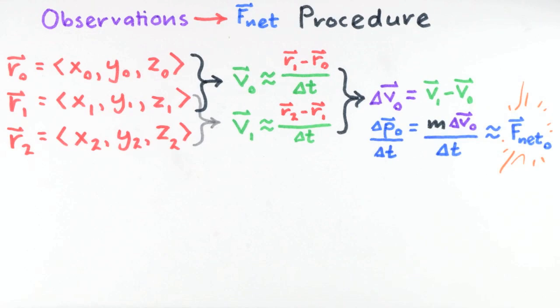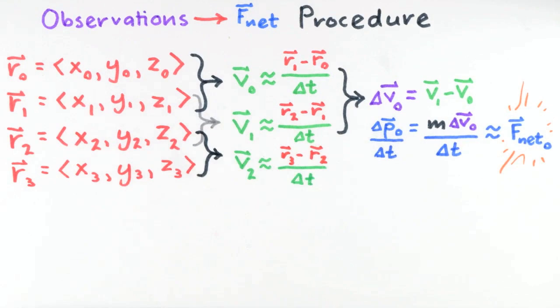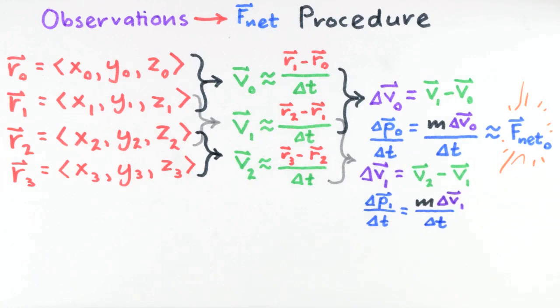We can get our next estimate of F net, a time interval delta t later, by taking the next position data point and repeating this process. In other words, with the new position data point, we compute a new velocity, which is now our new final velocity in computing a new delta v. Our old final velocity from the last calculation becomes our new initial velocity in this calculation. So we obtain a new change in velocity, delta v, then from that a new delta p, and then a new delta p over delta t, and therefore a new estimate of F net, that is delta t later in time than our last estimate.